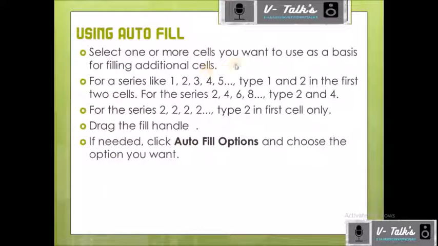Select one or more cells you want to use as a basis for filling additional cells. For a series like 1, 2, 3, 4, 5, type 1 and 2 in the first two cells. For the series 2, 4, 6, 8, type 2 and 4 in the first two cells. For the series 2, 2, 2, type 2 in the first cell only. Drag the fill handle. If needed, click AutoFill Options and choose the option you want.